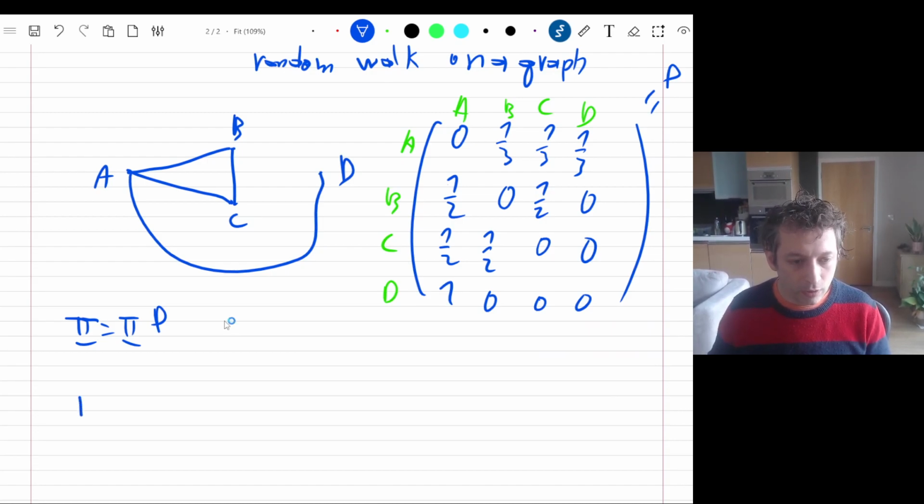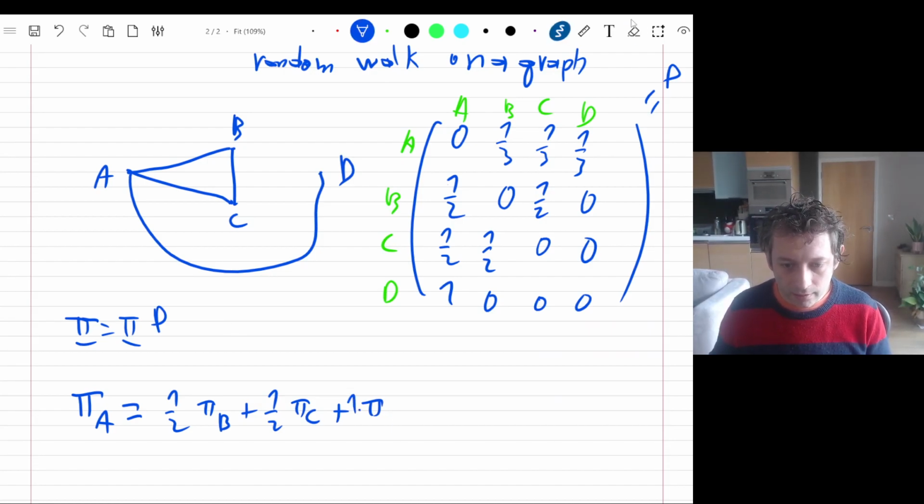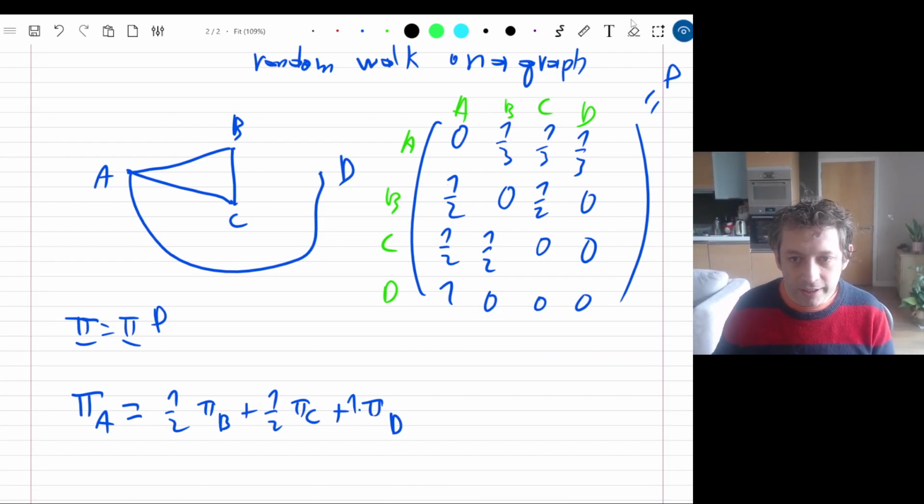So for example, pi A is going to be equal to half of pi B plus half of pi C plus pi D times 1 if you want. The reason for this comes from this column, 0, half, half, 1. 0 goes for A, half goes for B, half goes for C, and 1 goes for D. And so we have all of these like that.